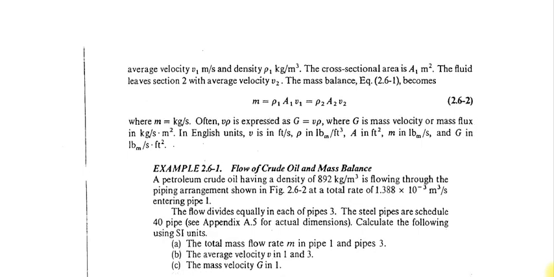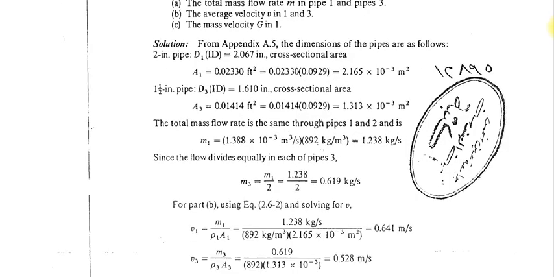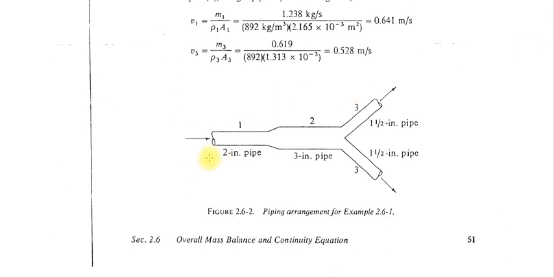Now suppose you have a problem, we will take a problem: flow of crude oil and mass balance. Here petroleum crude having the density 892 kg per meter cube is flowing through a pipe arrangement shown in the diagram. Fluid enters pipe 1, then flows to pipe 2, then it is distributed in pipe 3. This is the 2-inch pipe, this is the 3-inch pipe, this is the 1.5-inch pipe.